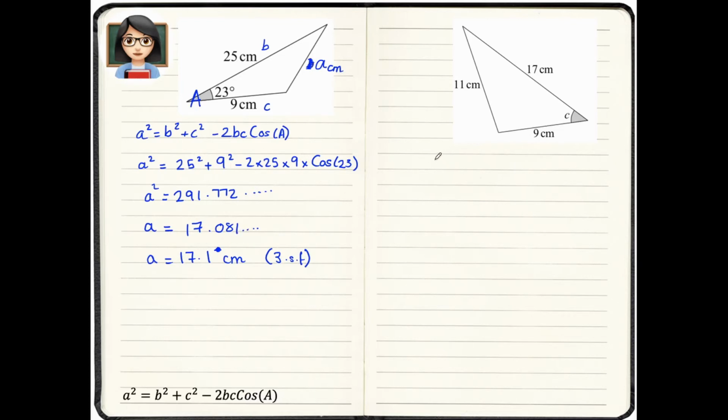That's how you know it's going to be cosine. When it's sine rule, it's when you're pairing up sides and angles.